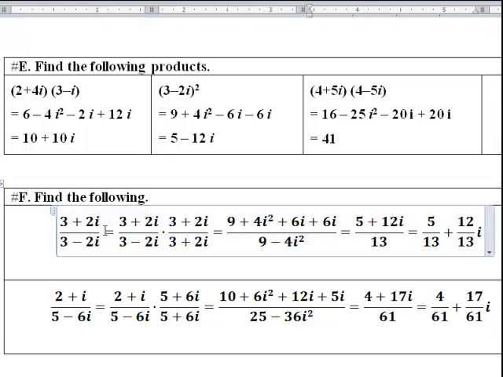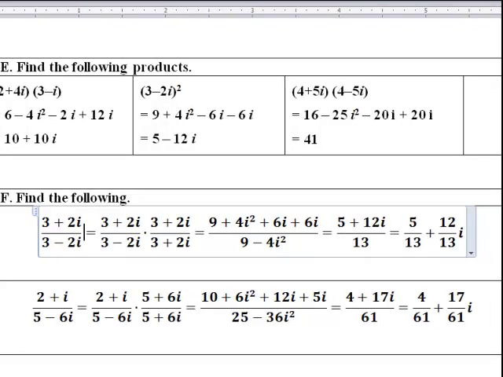Okay, find the following. So this is division: 3 plus 2i divided by 3 minus 2i. It looks ugly. Notice that the calculation isn't as easy as it was before. So in order to divide these two and come up again with a nicer looking complex number, I multiply both the numerator and the denominator with the complex conjugate. Complex conjugate of this one here is 3 plus 2i. So there it is. And I multiply both numerator and denominator with that.